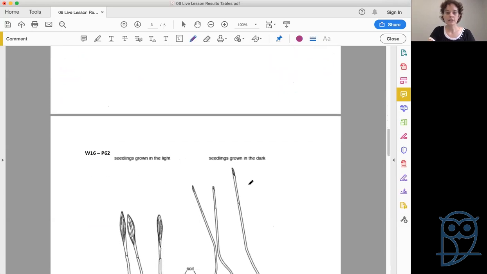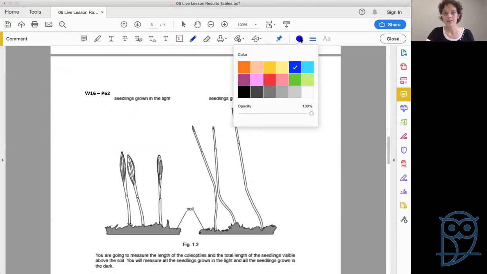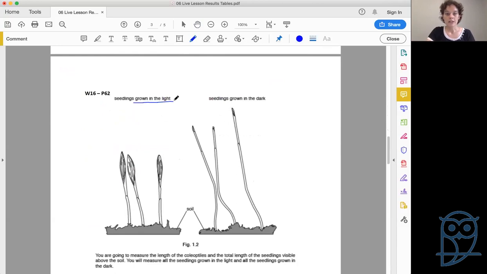Okay, our next question comes from Winter 16, paper 62. And here the question is all about germination. Okay, and germination with seedlings growing in the light versus seedlings grown in the dark. So let's change color to keep life interesting. Seedlings grown in the light, seedlings grown in the dark. So that is what we have manipulated. We are seeing what happens when we change this.